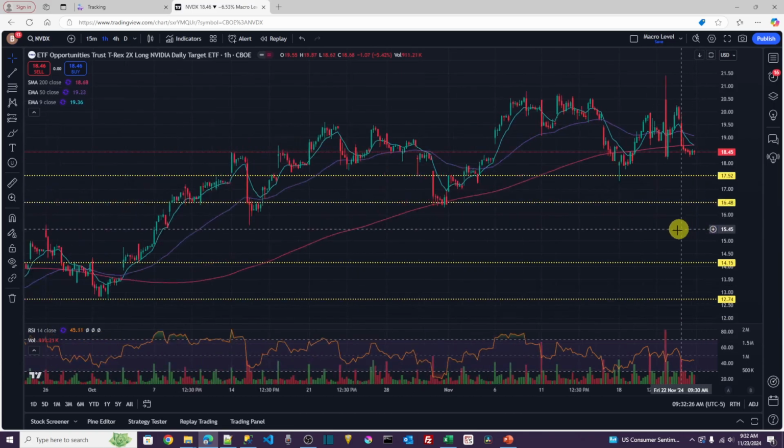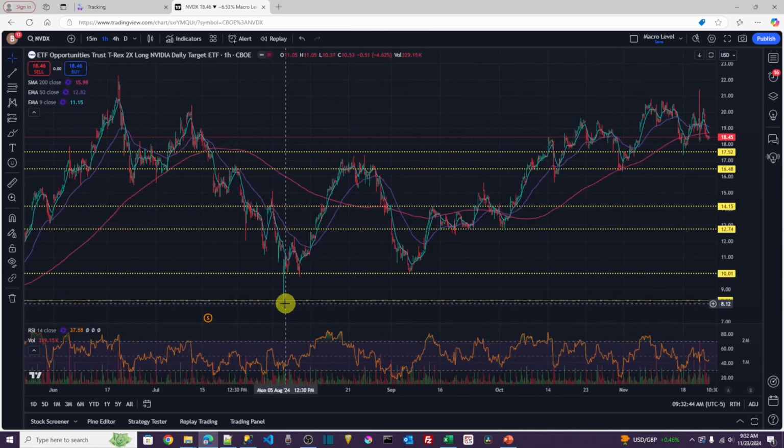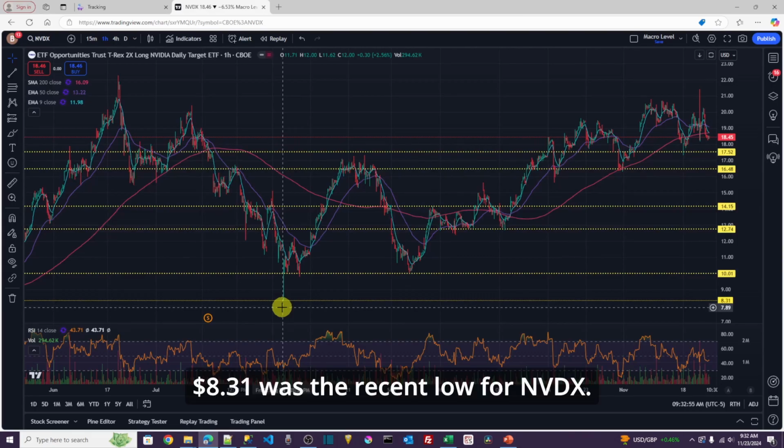And I continued to analyze this and said, okay, if it drops below 16.48, what's the next key level I think it will likely hit? Meaning, where would it hover around for a couple of hours, a couple of days? It's $14.15. So I basically continued to plot the key levels up until the bottom. So I asked myself, what was the lowest NVDX can go recently at least? It appears to be about $8.31.